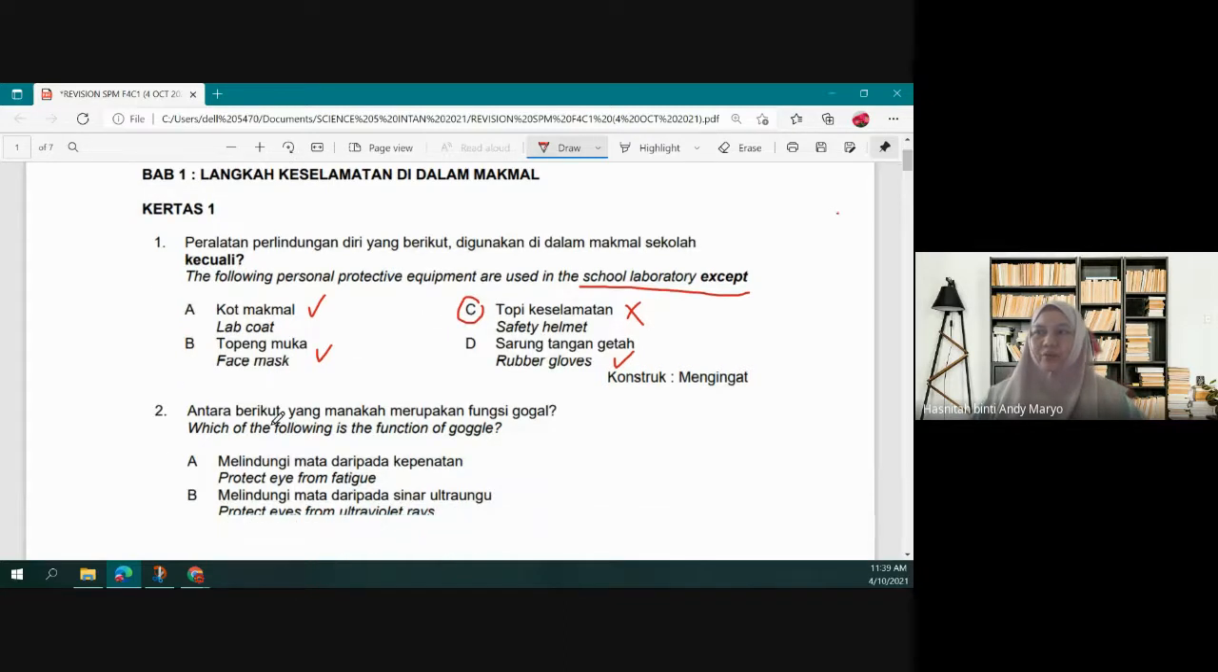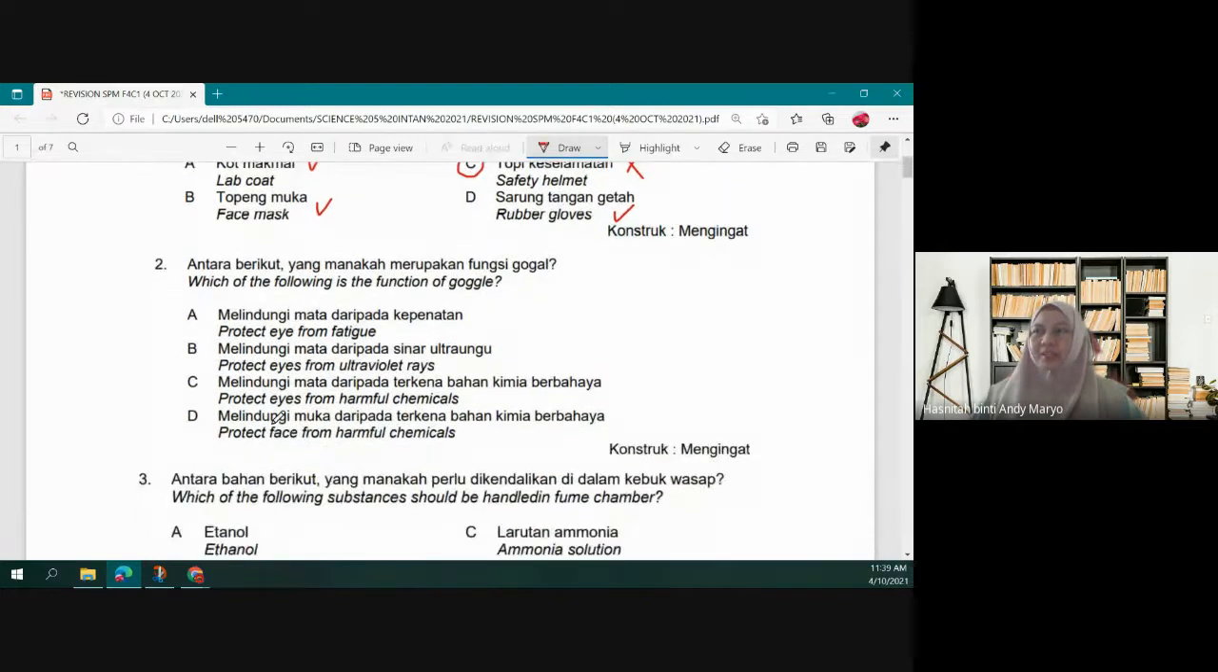Okay, then we move to question 2. Okay, which of the following is the function of goggle? Okay, function of goggle. Okay, everyone, do you know what goggle is? Goggle, not Google, right? Google itu is the website, is the search engine. So this is goggle. Where do we put the goggle at? Okay, goggle itu yang macam spectacle itu, yang daripada plastik yang besar itu. So what do we use a goggle for in the school laboratory?